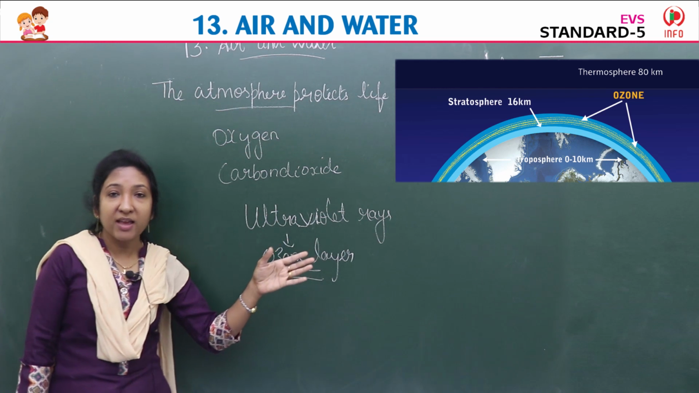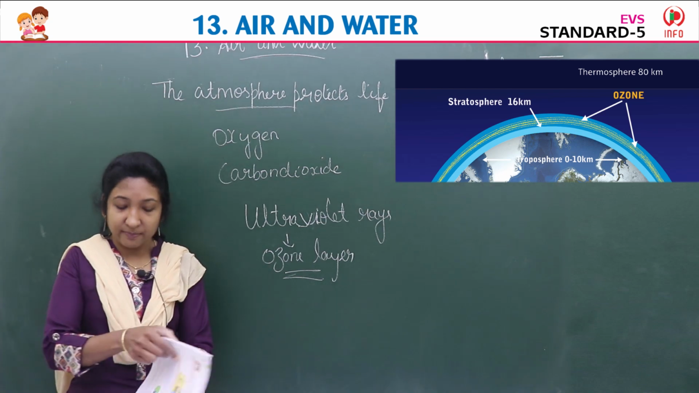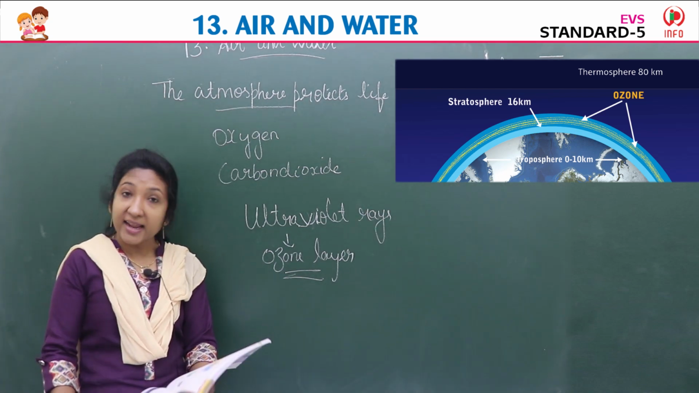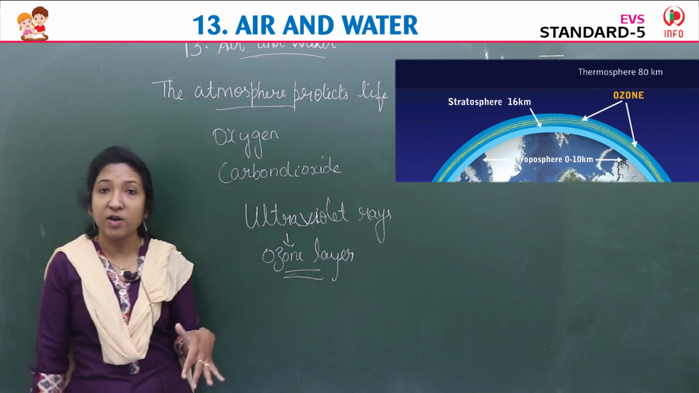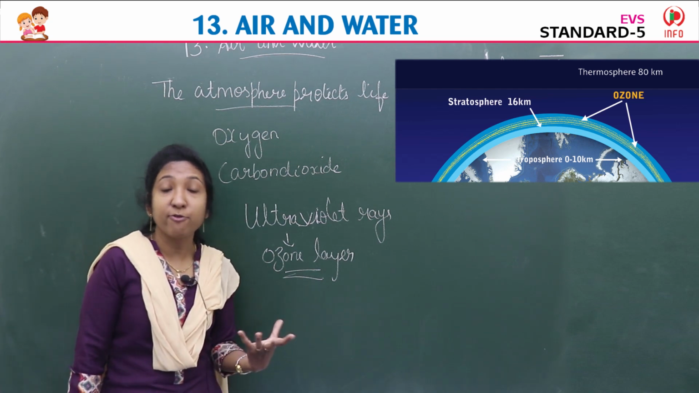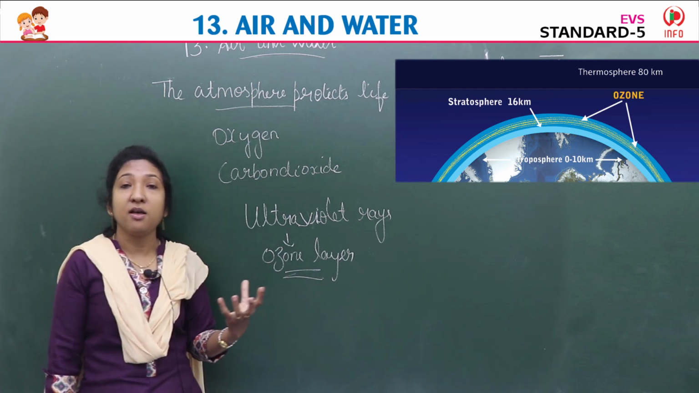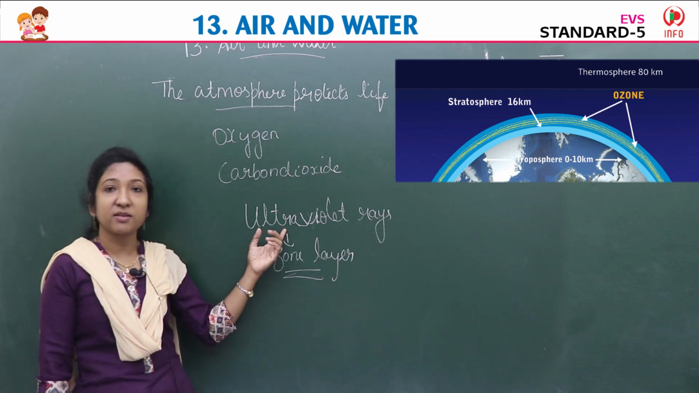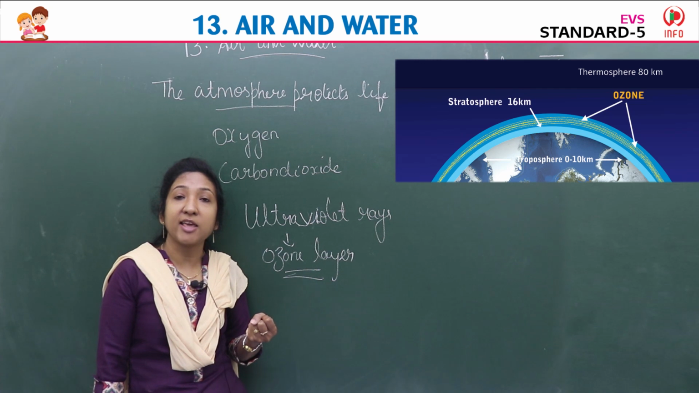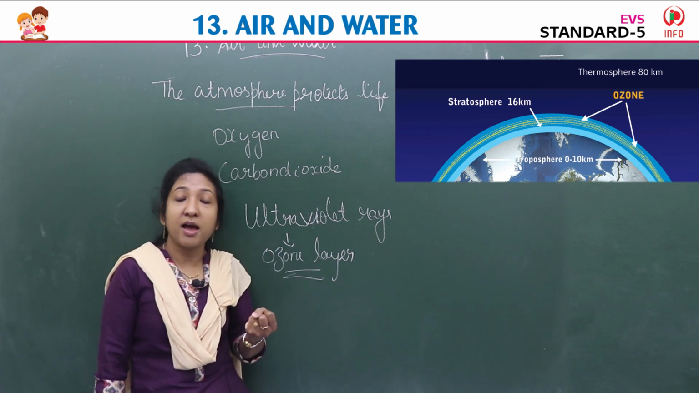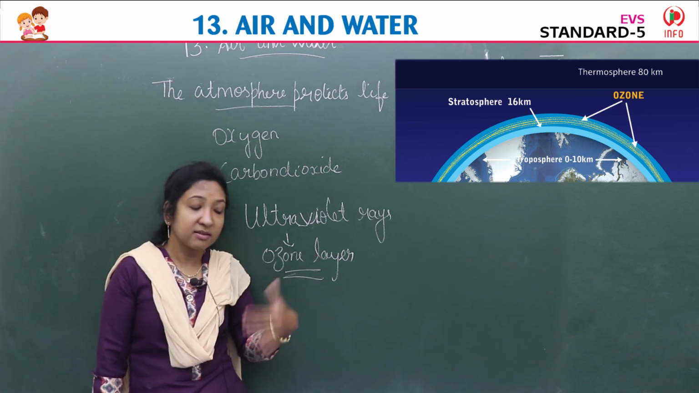Then the stratosphere layer. Among the five layers, there is a layer called stratosphere, the second layer of the atmosphere, where the ozone layer is present. Because of this ozone layer, the ultraviolet rays, the harmful rays of the sun, are not reaching the earth. The ozone layer absorbs this radiation of the sun, the heat of those ultraviolet rays, and protects us from them falling on the earth.